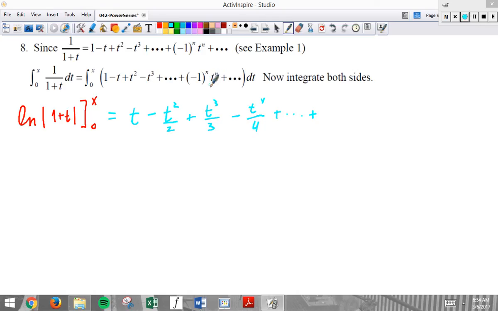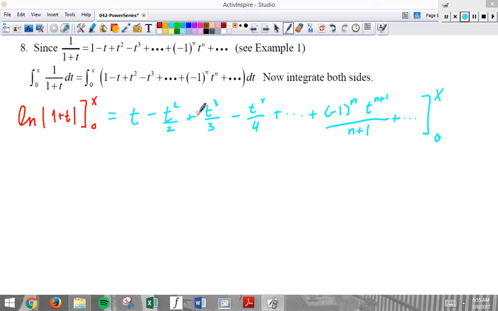What's this integral with respect to t? Well, this is just some number. n is just some number at this point, so that gets left alone. It's still negative 1 to the n. How do I integrate t to the n? I add 1 to the power, and I divide by the new power. Don't worry about plus c. It's a definite integral.